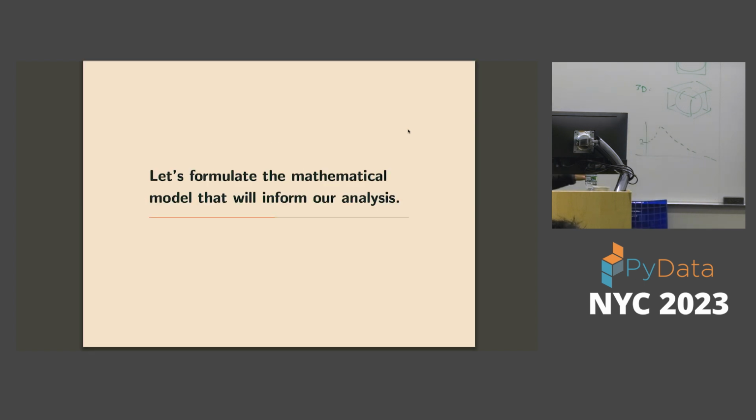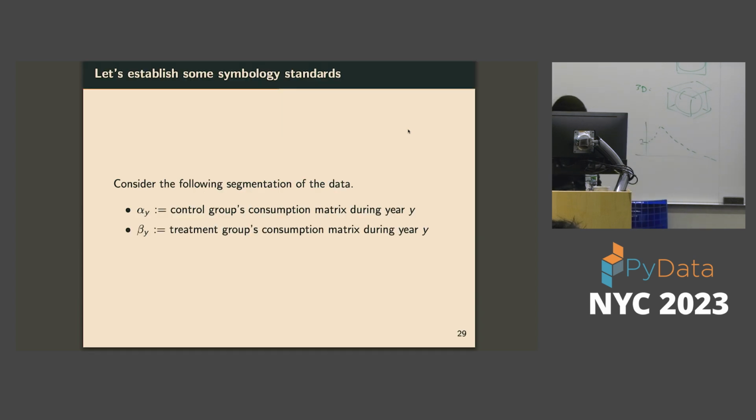Okay, so now that we know our trial, and we have some understanding of causality and the problem space, let's formulate a mathematical model. Let's designate our data into a control group and a treatment group, a fairly intuitive designation. Let's also divide our data annually. So we have alpha y being the control group's consumption matrix during the year y, and beta y being the treatment group's consumption matrix in the year y.